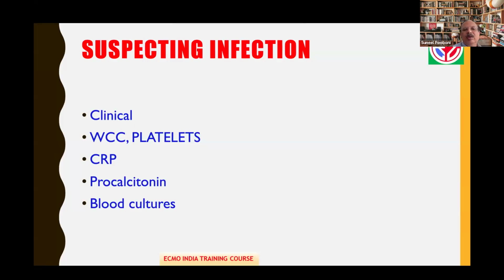So procalcitonin is a useful tool for excluding infection, but it is not very specific. It can go up in the presence of inflammation also. Blood cultures are very good when they come positive, you know the organism, but you have to take measures to get true positive blood cultures by avoiding contamination. So that is very important. Historically, only 50% of the instances we can have positive cultures.